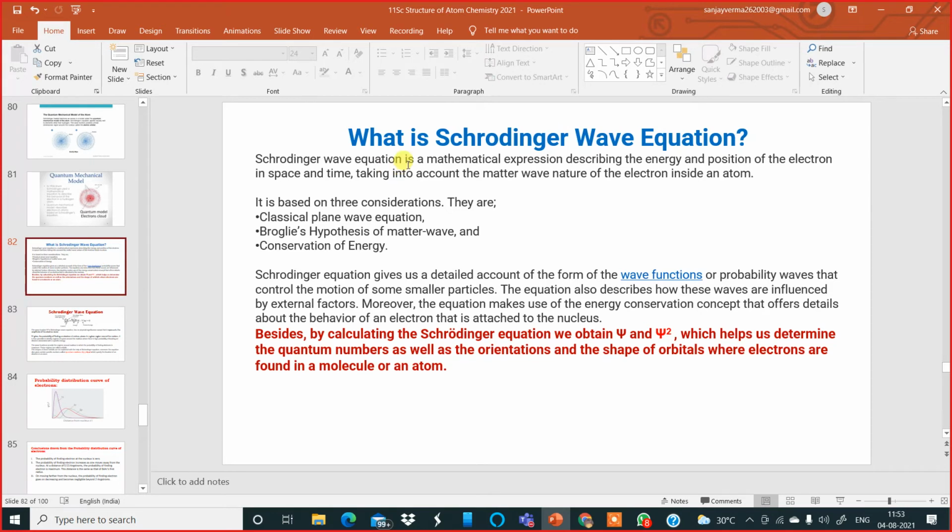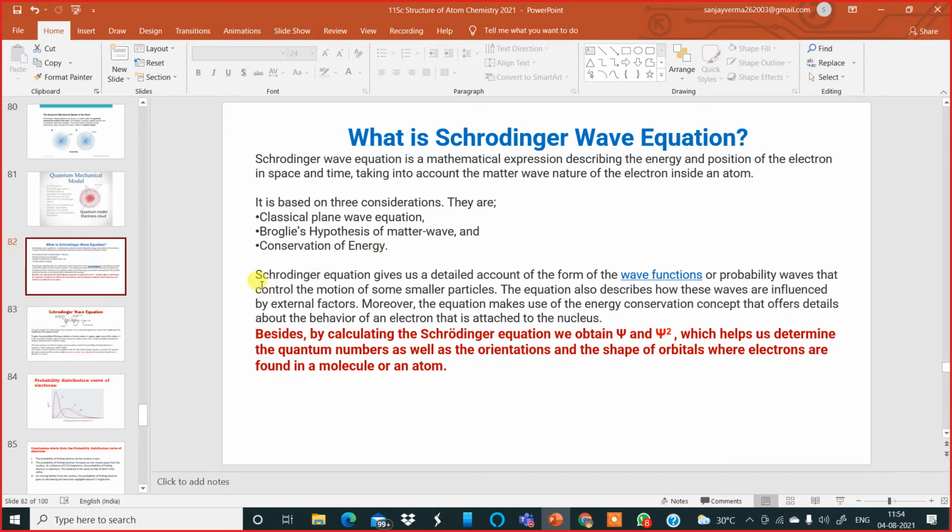Now let's come back to the previous slide. Here we can see what the Schrodinger wave equation is, a very important slide for all of you today. The Schrodinger wave equation is a mathematical expression describing the energy and position of the electron in space and time, taking into account the matter wave nature of the electron inside an atom. It is based on three considerations: the classical plane wave equation, de Broglie's hypothesis of matter wave, and conservation of energy. That means energy cannot be destroyed or lost.